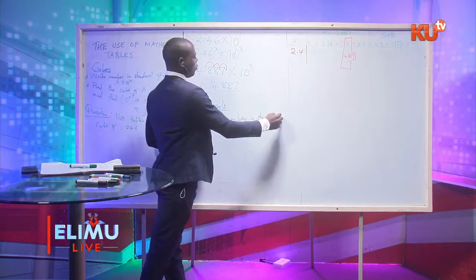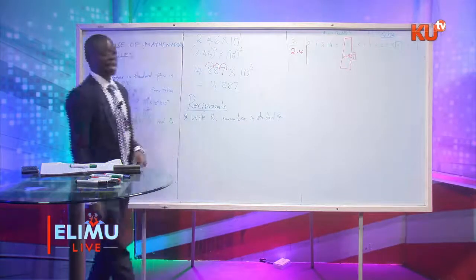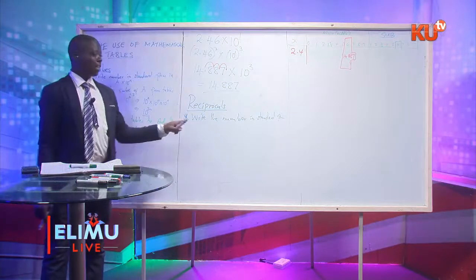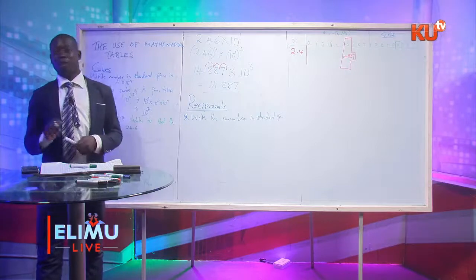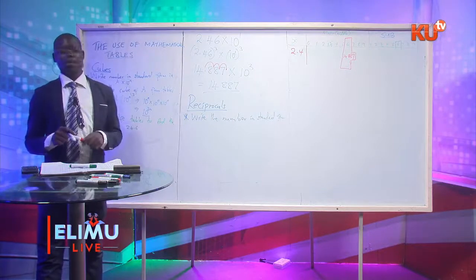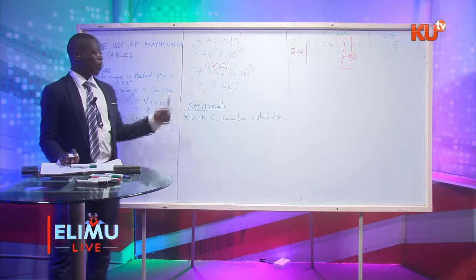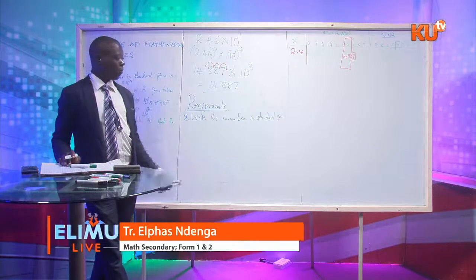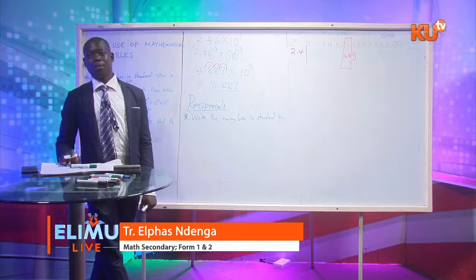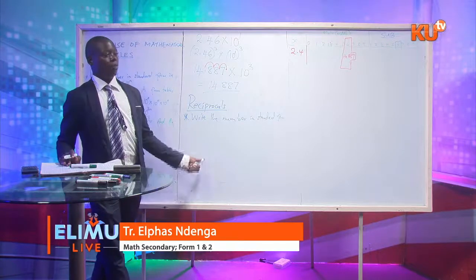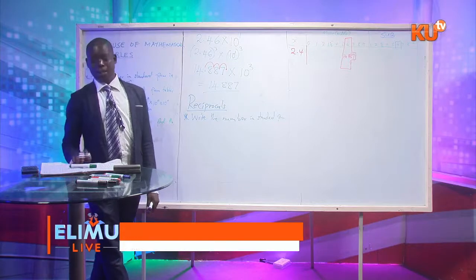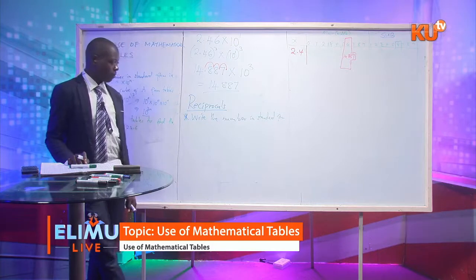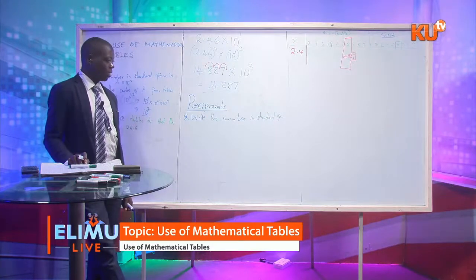And therefore, it means you cannot use the mathematical table unless you know how to write the number in standard form. And that is why this concept is taught in Form 1 under decimals, so that you get ready, knowing how to write numbers in standard form, and that will help you to know how to read the mathematical table. Unless you know how to write the number in standard form, using this mathematical table will be a bit difficult. But it is a very simple concept.